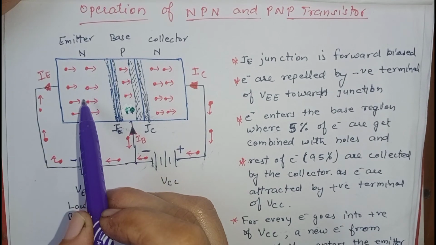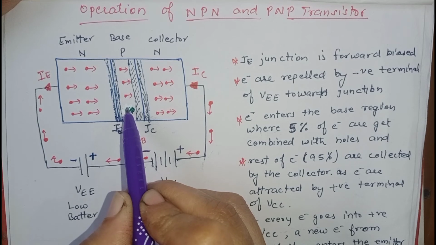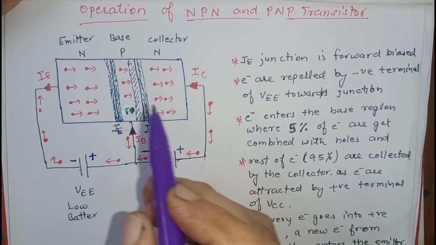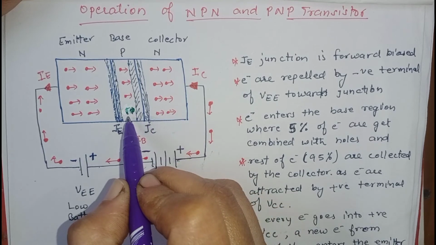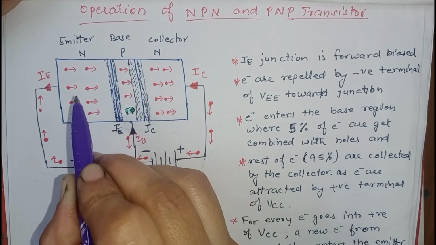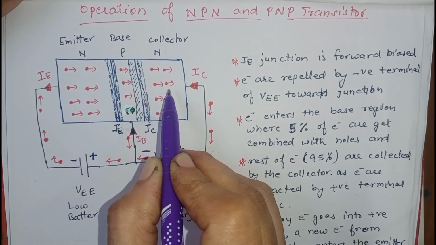We know that the emitter region is heavily doped, the base region is lightly doped and also very thin, and the collector region is moderately doped. Because the base is lightly doped and very thin, only about 5% of the electrons coming from the emitter region combine here and the rest go to the collector region.